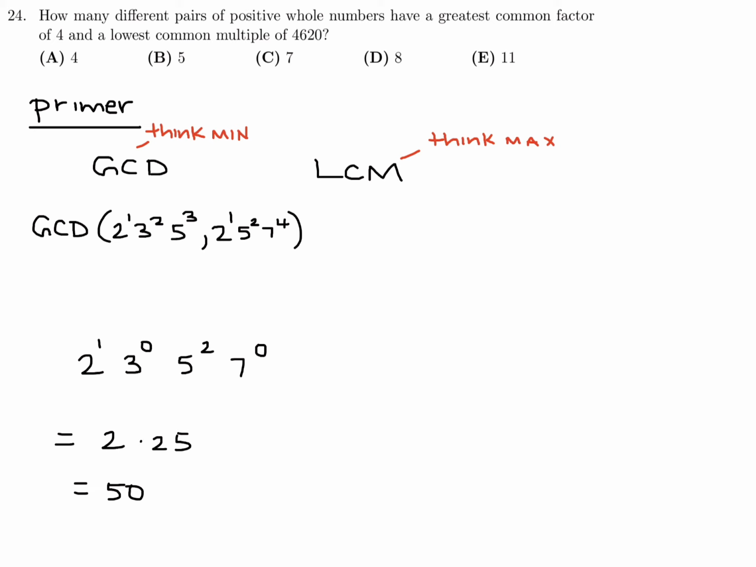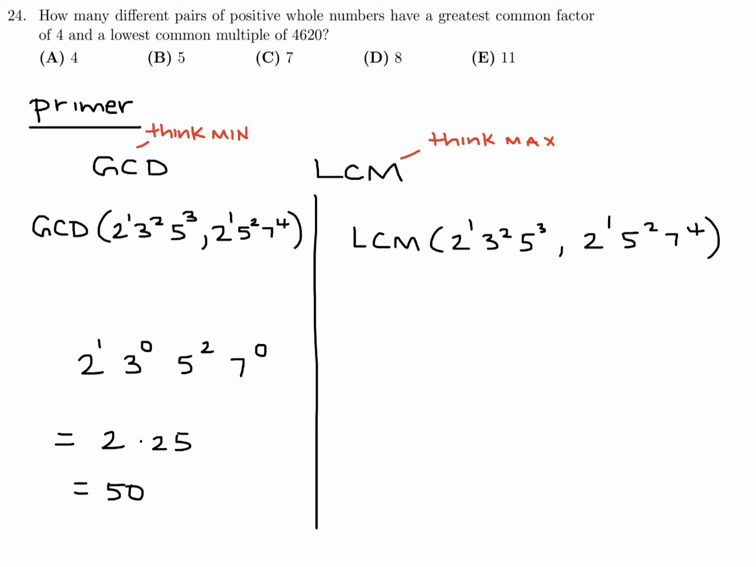Okay, so now LCM. LCM is think max. Let's just use the same numbers. No reason to choose anything different. 2 to the power of 1, 3 to the power of 2, 5 to the power of 3, and then the next number is 2 to the power of 1, 5 squared, and 7 to the power of 4. Okay, LCM think max. First prime factor is 2, right? It appears once here, once here. The maximum it appears is once.